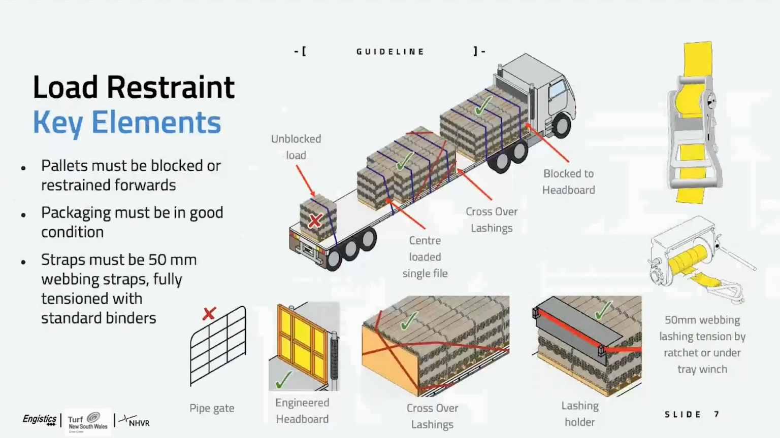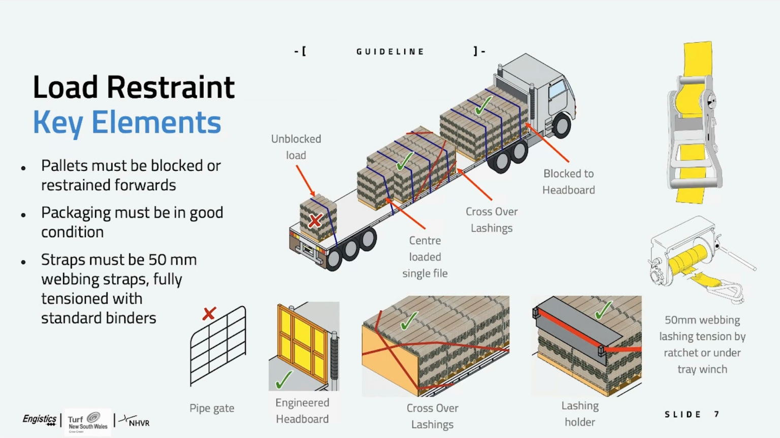Looking at the key elements in our tie down guideline, pallets must be blocked forwards. If they're not blocked forwards, they must have another option to provide forwards restraint. These options include a crossover lashing set or the newly developed lashing holder tool. This removes the 0.8 G forward force within our performance standards, and we now only have to restrain for tie down through a 0.5 G.